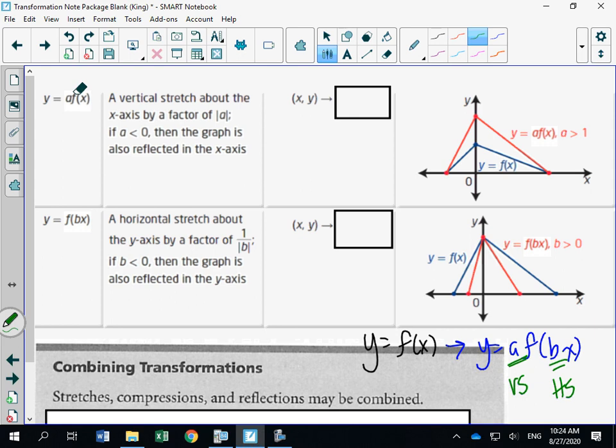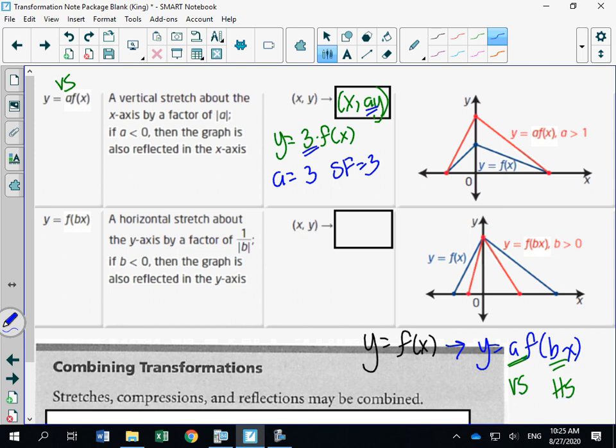The a value here is a vertical stretch. The a value is in front of the function. Remember that the mapping for this is x comma y to x comma a times y. So if I gave you, let's say, y is equal to 3 f of x, that's a vertical stretch. The a value is equal to 3. The stretch factor is equal to 3. So you always multiply your coordinate by its stretch factor.